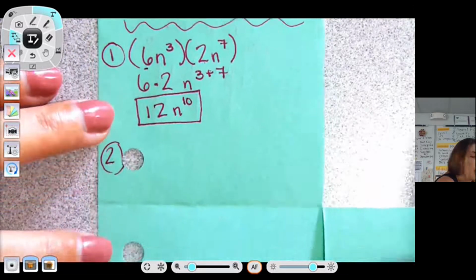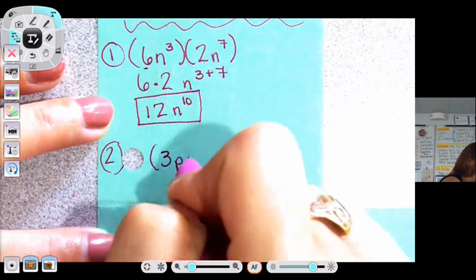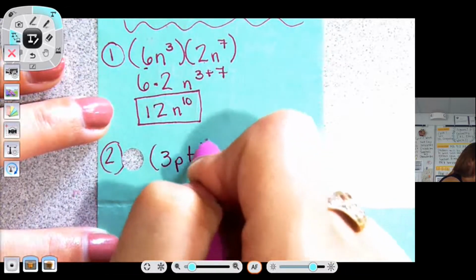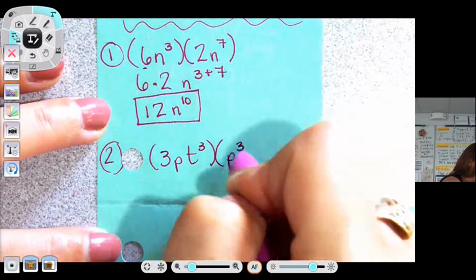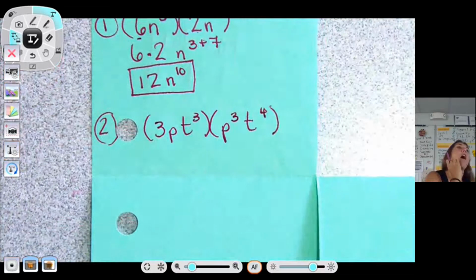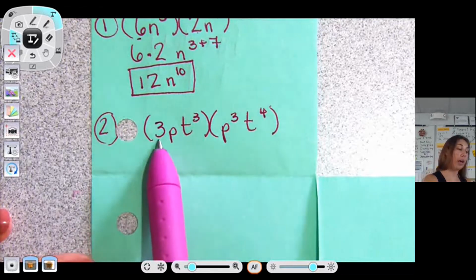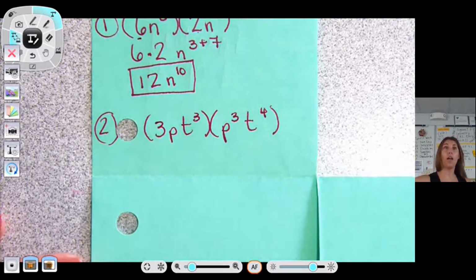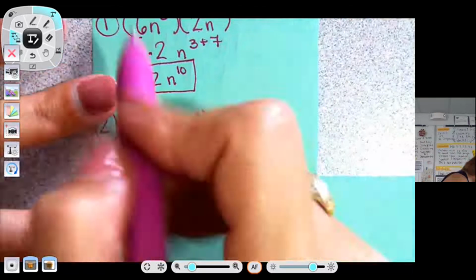Question 2, my hole punch is in the way, but it's okay. Question 2, I'm going to say I have 3p t cubed multiplied by p cubed t to the 4th. So what 2 numbers are actually getting multiplied together? What are my big numbers? 3 and 1. Technically, there's not a 1, but there is a 1, because just like if there's an x by itself, it's 1x. So I'm going to do 3 times 1.